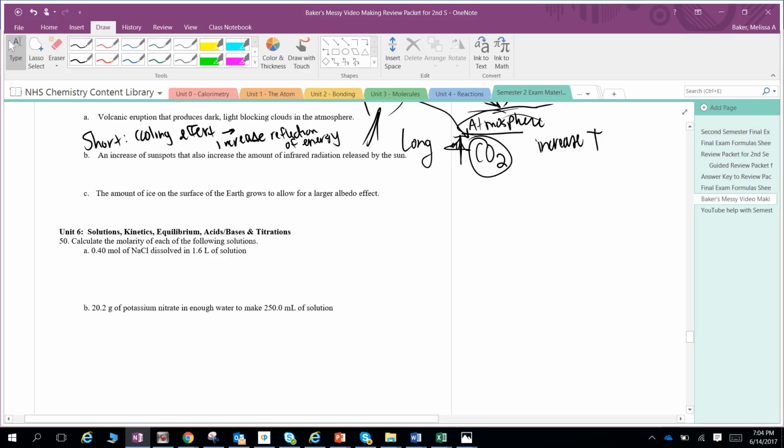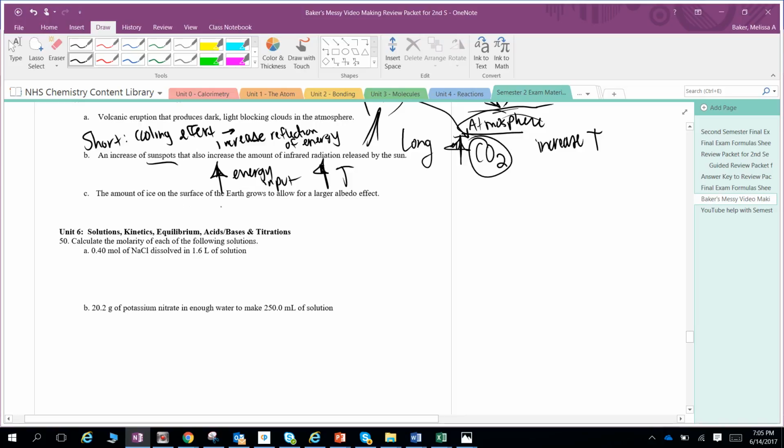What if there's an increase in the number of sunspots that also increase the amount of infrared radiation released by the sun? Well, this is definitely a cycle, and so in the short term, if there's an increase in sunspots, that's going to increase the energy input, and it will increase the temperature. And we studied in class that the number of sunspots on the sun does fluctuate.